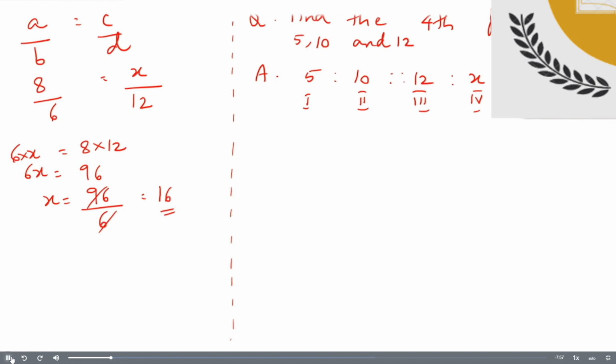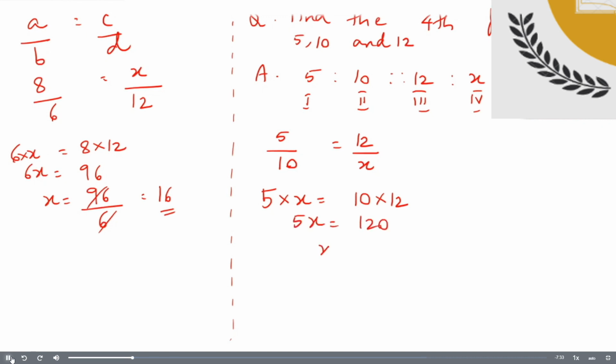So let's start by placing the relationship here. You know that A by B is equal to C by D. So in this case, 5 by 10 is equal to 12 by X. 5 into X is equal to 10 into 12. 5X is equal to 120. X is equal to 120 by 5.